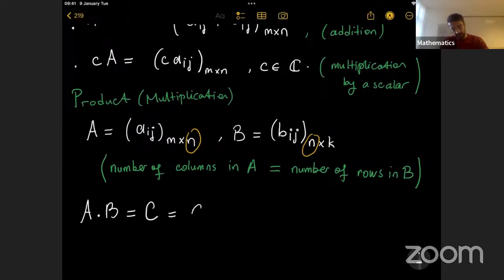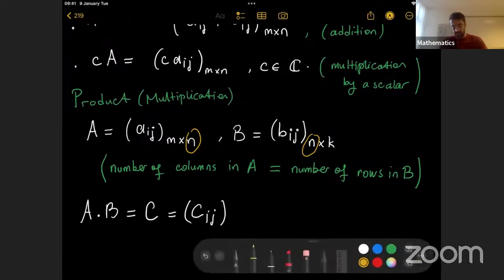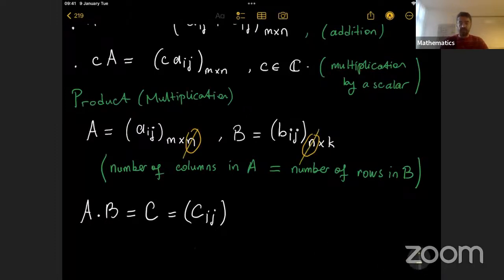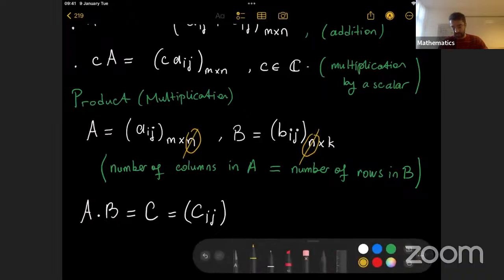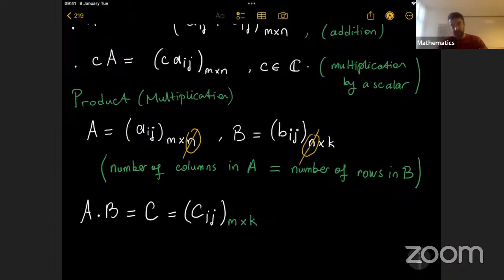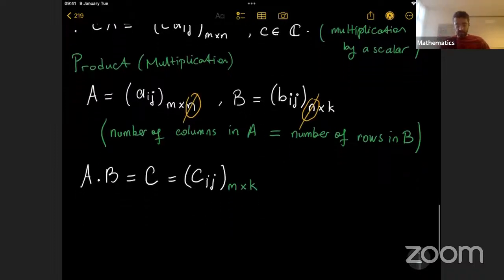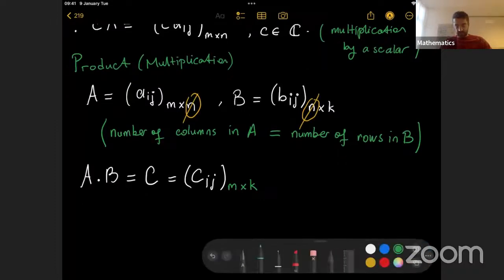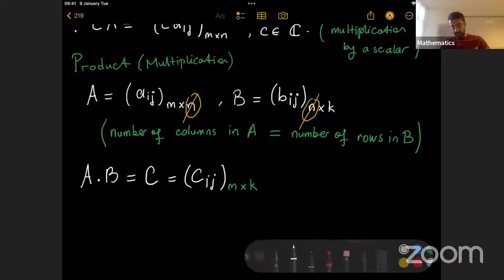C is, I will define what C is now. How do you find this? What you do is you drop the common number here, N, and it's an M by K matrix, okay? So in the product, you have M rows and K columns, okay? So what are these numbers here, Cij? Let's write this.